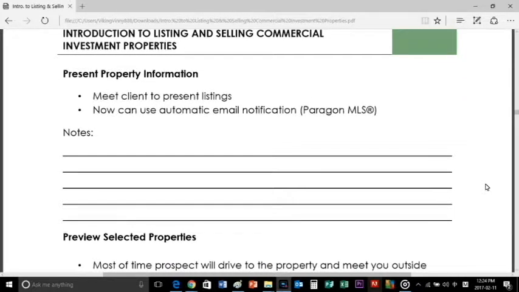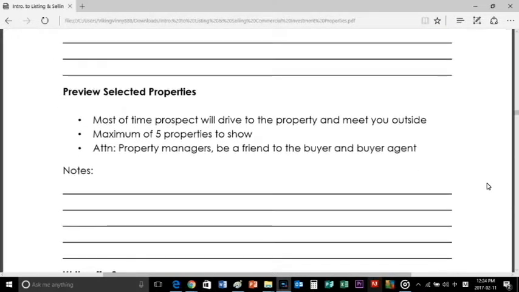Present property information. Meet the client to present listings. Now, you can use automatic and email notification from the Paragon MLS. Preview selected properties. Most of the time, prospect will drive to the property and meet you outside. Maximum of 5 properties to show. Attention, property managers, be a friend to the buyer and buyer agent.